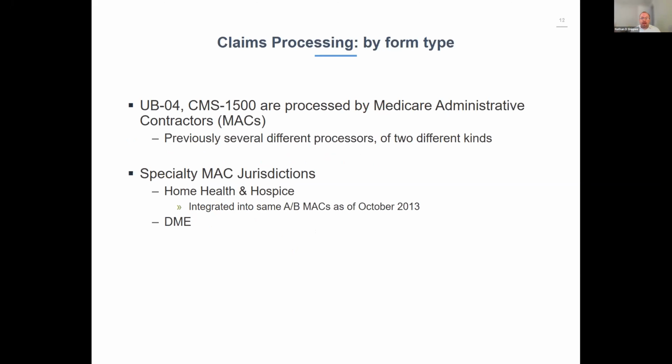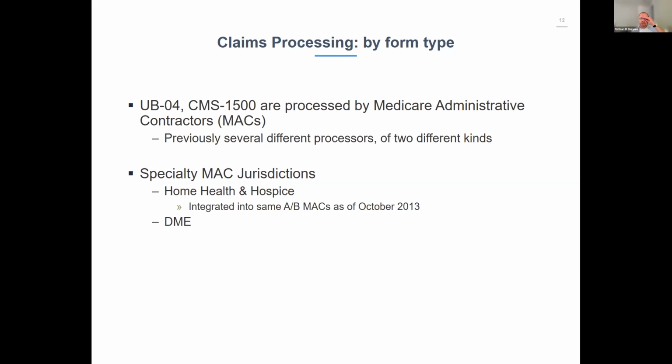So these are processed by MACs, or Medicare Administrative Contractors. And I will tell you that this is not some secret. CMS has a website that gives you all the information about MACs. So if this is interesting to you, there's plenty of information that CMS already has on its website. So we're just highlighting things that are definitely publicly available. The thing is that there had been more processors, several more, and they were of multiple kinds. Now we really only have 2 different kinds of MAC jurisdictions.